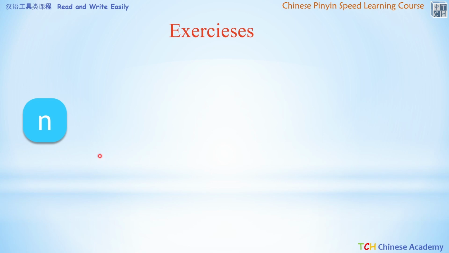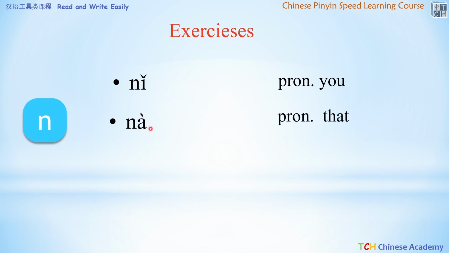Let's do some exercises with N. The first one is N, I, and third tone, Ni. And it means you in English. Ni, Ni. And the next one is N, A, the fourth tone. Na, na, it means that. Look at this one. N, A, na, na. And we're going to learn this just next.